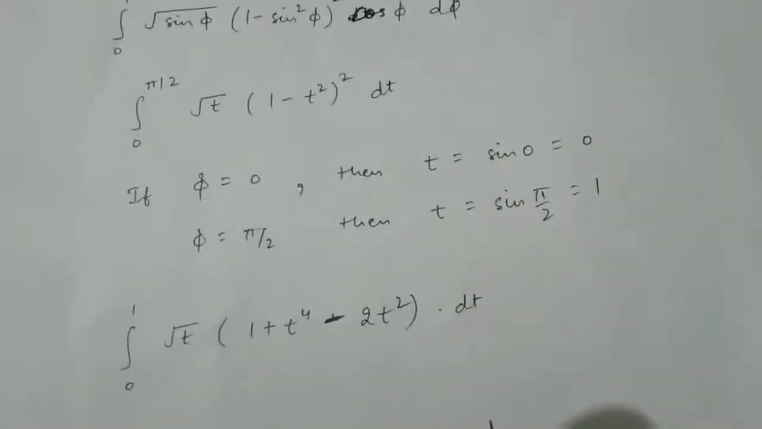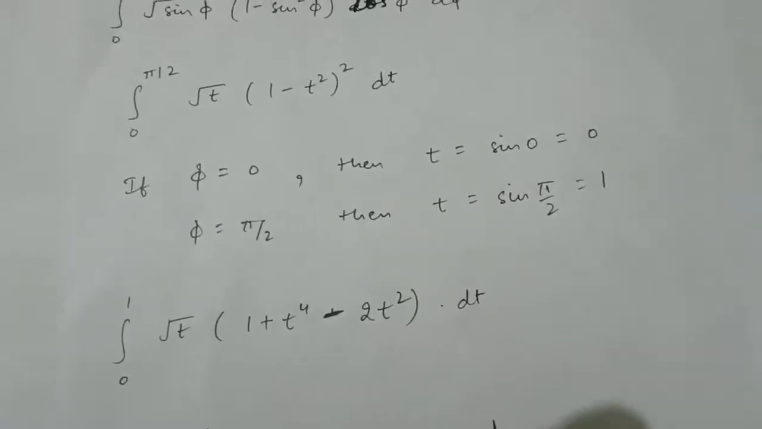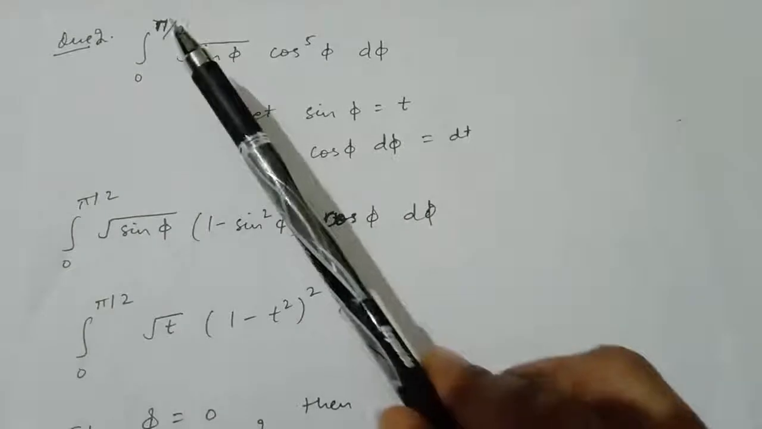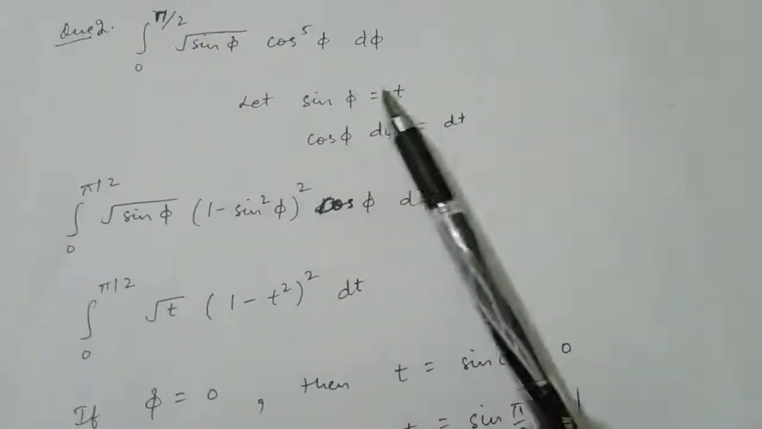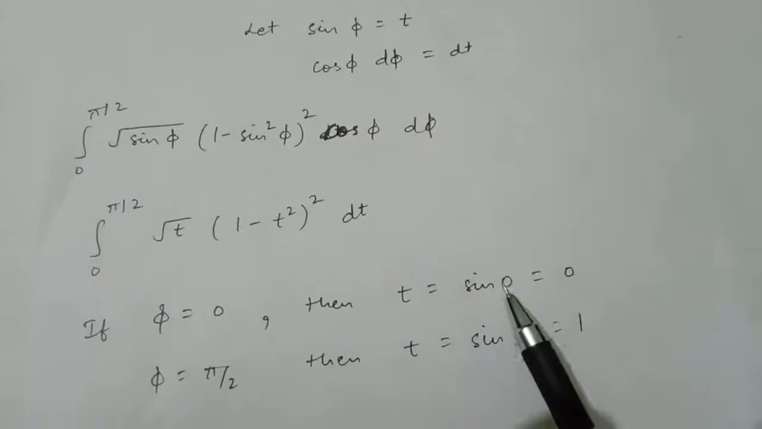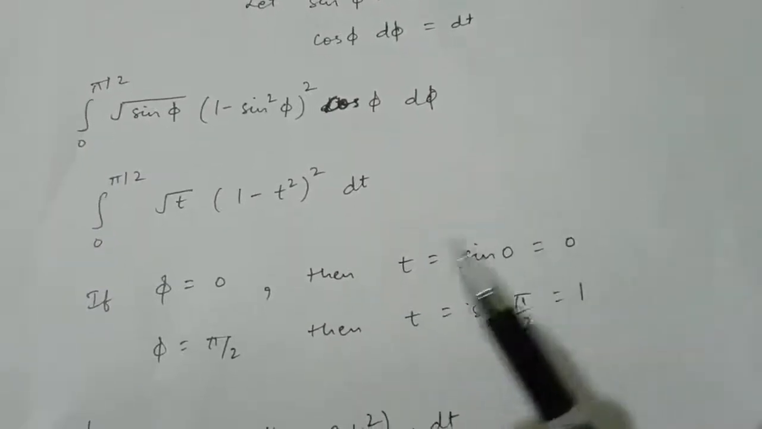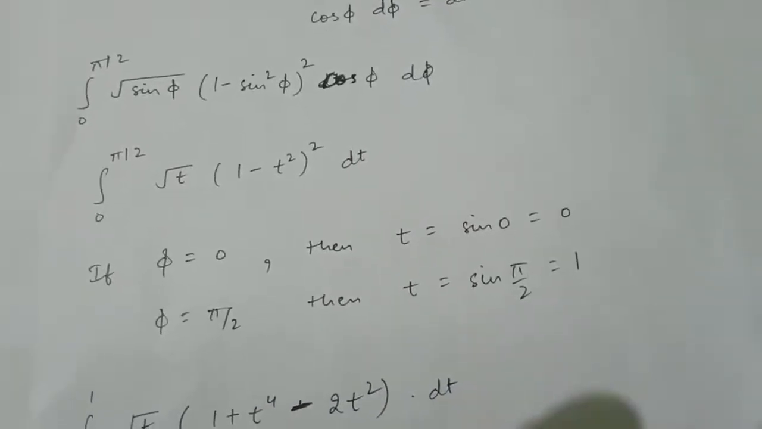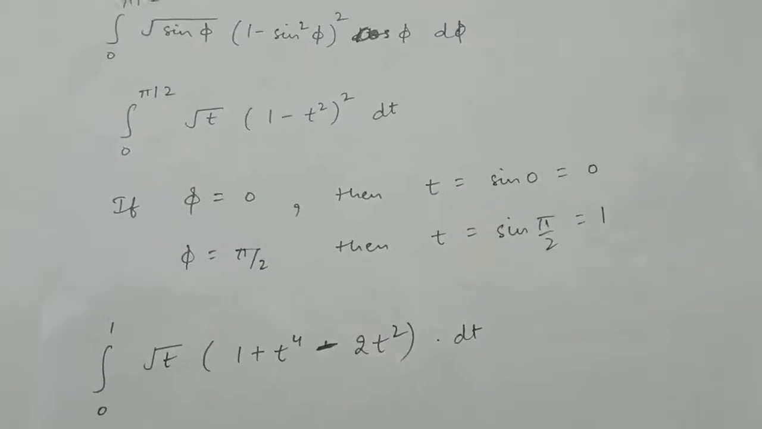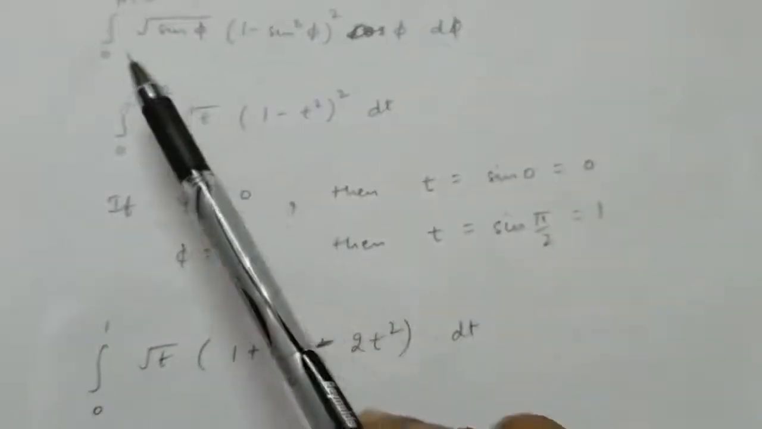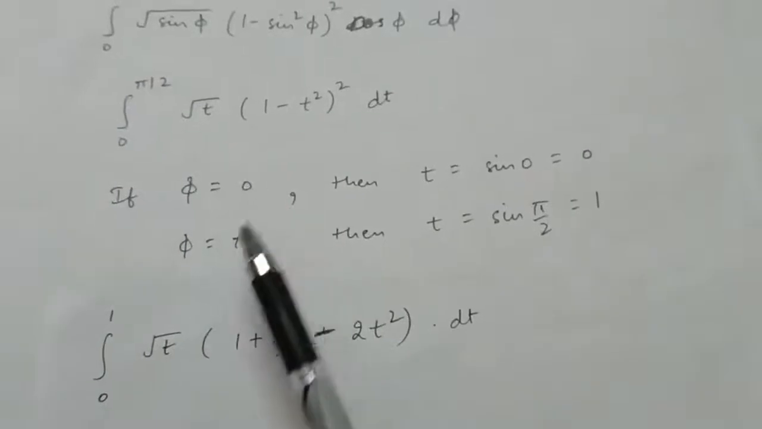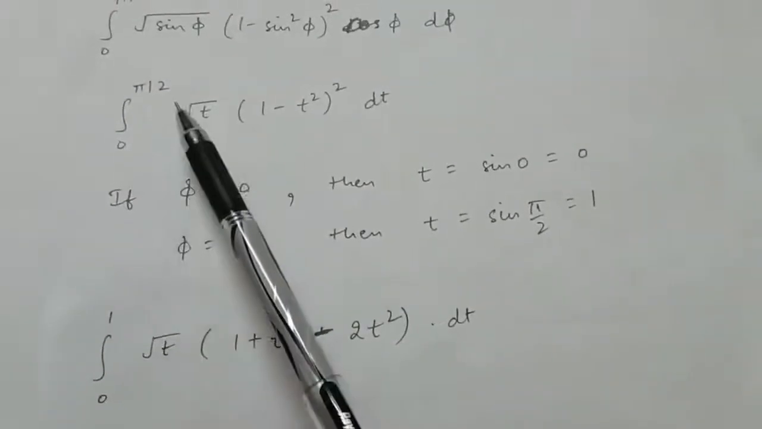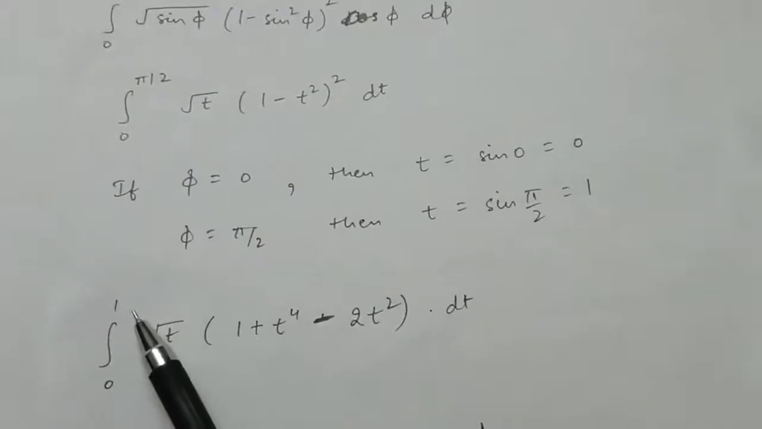Now you also have to change the limits. See, these are the limits of phi, because in the question it is given 0 and pi by 2. So when phi is 0, t will be equal to sin phi, that is, t will be equal to sin 0 which is 0, and at phi equal to pi by 2, t is equal to sin pi by 2 which is equal to 1. As we have done the substitution, therefore change the limits, right? So when phi is 0, t is also 0, therefore write down 0, and when phi is pi by 2, t is 1, so write down 1, right?